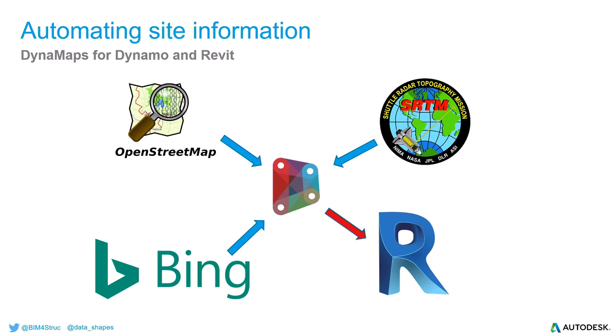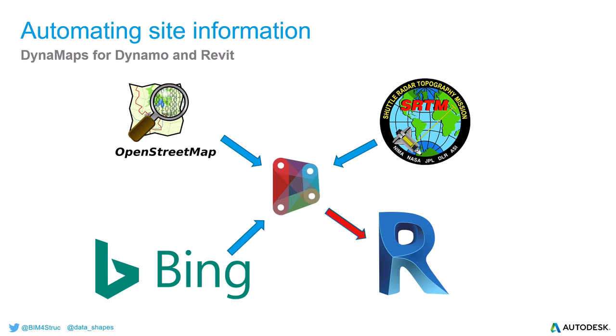All right, so just a little bit of information about Dynamaps. What it does is it connects four things with Dynamo. It connects Revit, Bing Maps to be more precise, as a map browser. You'll see that in action. I'll do a live demo of that.